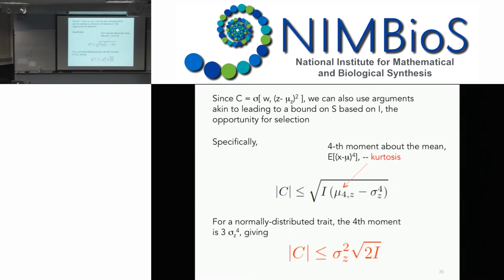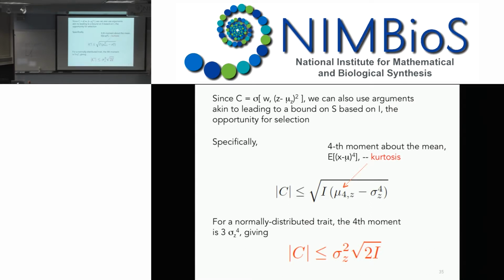We can do some more things with C. So writing C here, remember C now is this Robertson-Price-like term. So what I can then do is show that C is bounded by this expression here. That's the opportunity for selection. This fourth moment term is this expected fourth moment here: mu, x minus mu, take the fourth power of that, take the expected value.